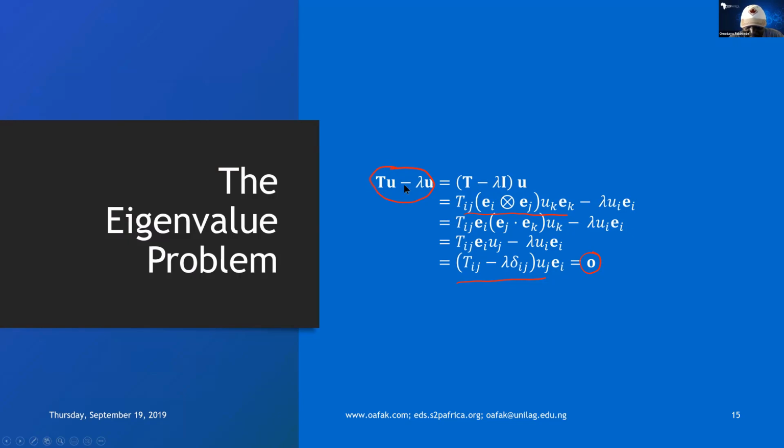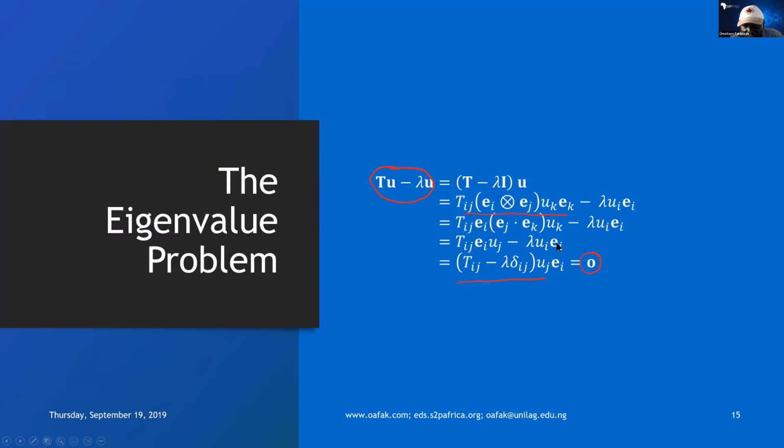You can see that we can write T in terms of its components as Tij Ei circle times Ej. This is T in terms of its components, and this is U, Uk Ek, in terms of its components. Similarly, lambda Ui Ei in terms of its components. So this equation is the component way of writing everything. And if we open this dyad bracket and operate it on Ek, you have Tij Uk and you have Ej dot Ek, and the Kronecker delta changes this k to j. So that's why you have Tij Ei Uj minus lambda Ui Ei.